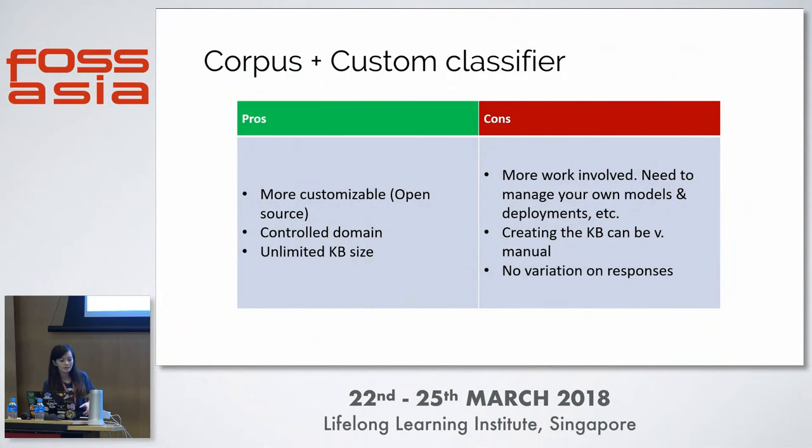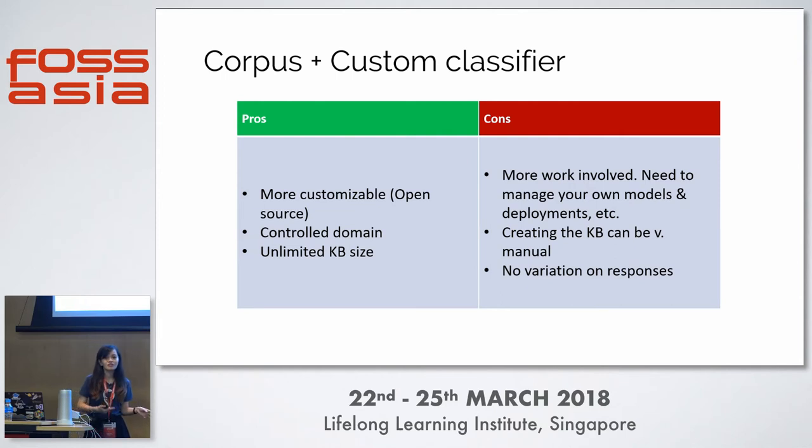Okay, so the difference between the pros and cons of using your own custom classifier is that, of course, it's open source, so it's more customizable. Again, there's a controlled domain, so it won't go crazy, and you can really use whatever knowledge base size that you want. And the cons of it is that you have to really improve this model yourself. So when you build the model, maybe the accuracy isn't that good, and then you have to run parameter tuning, and so on. You have to do all of that yourself and manage the deployment as well. Again, creating the knowledge base can be very manual since it's all retrieval-based, and there's no variation on the responses. It's all static, the stuff that you've hard-coded in it.